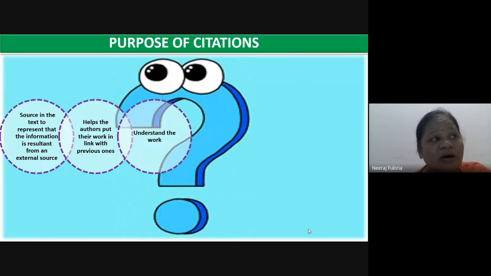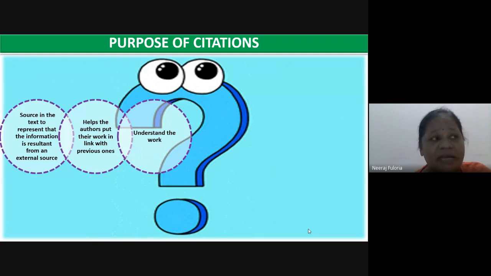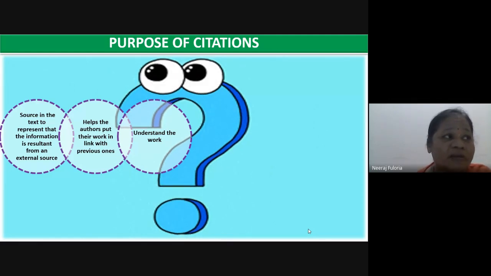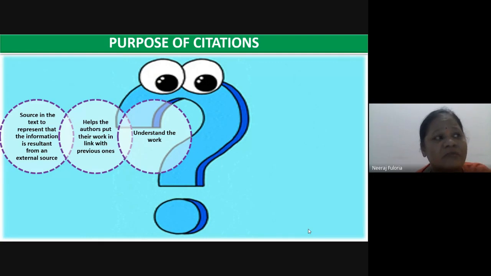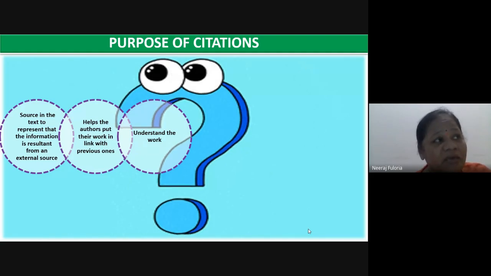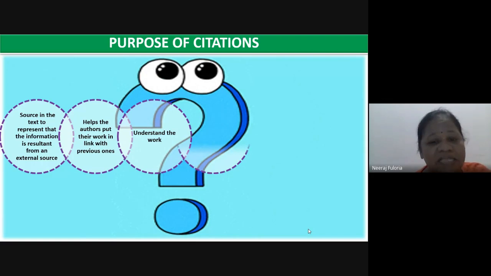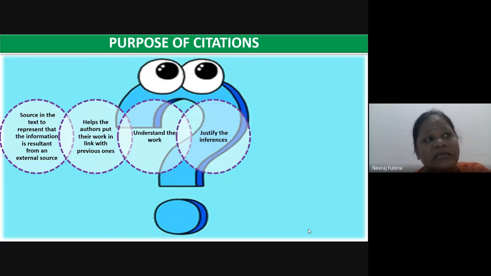And to understand the work, okay, sometimes some protocols or methodology we have to adopt. Sometimes we write in our research paper a modified procedure or modified protocol. This modified protocol means we have referred to someone's paper or someone's thesis or someone's website from where we adopted the procedure. So we want to understand the work, and for that purpose we need the citation.